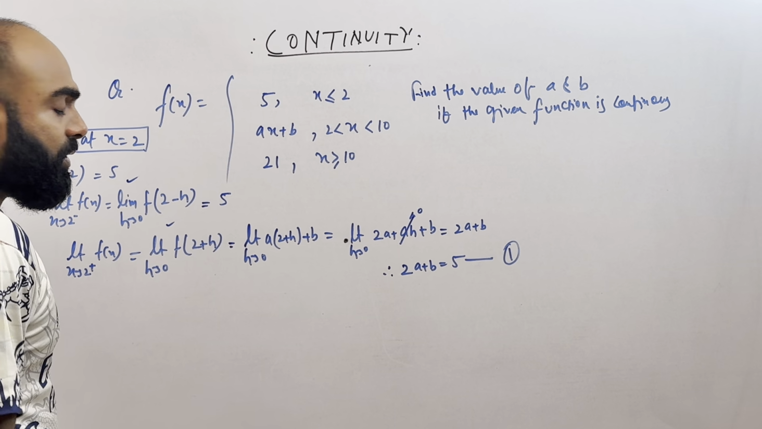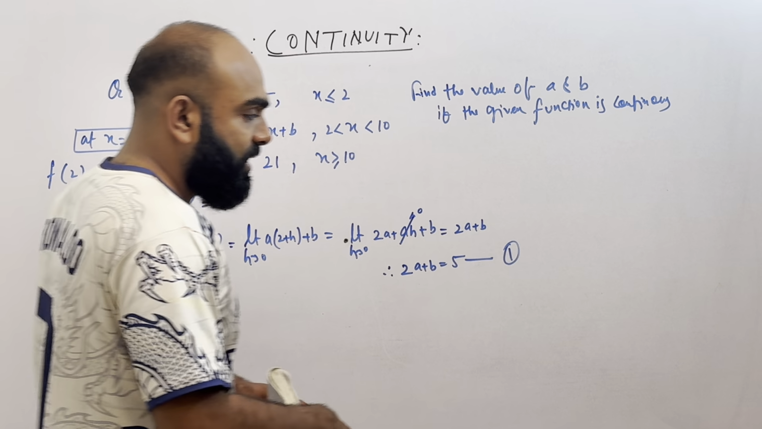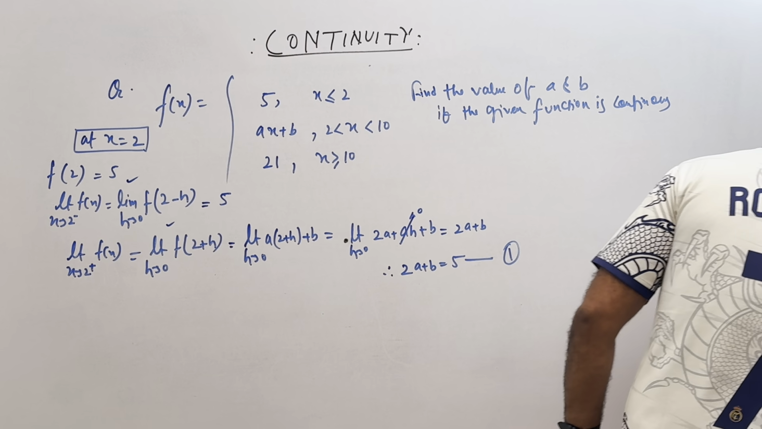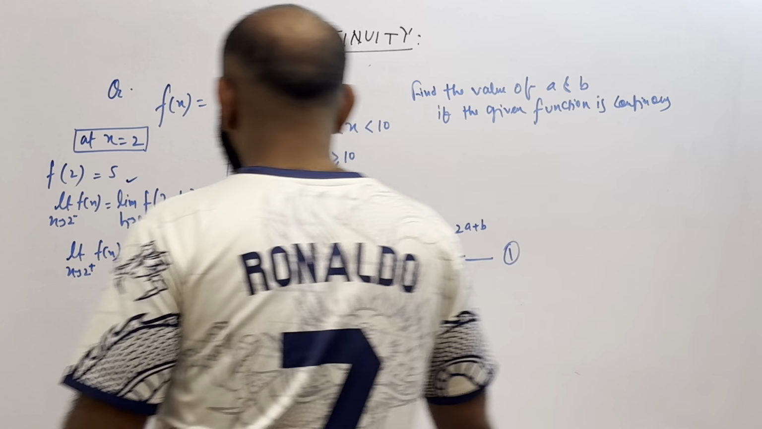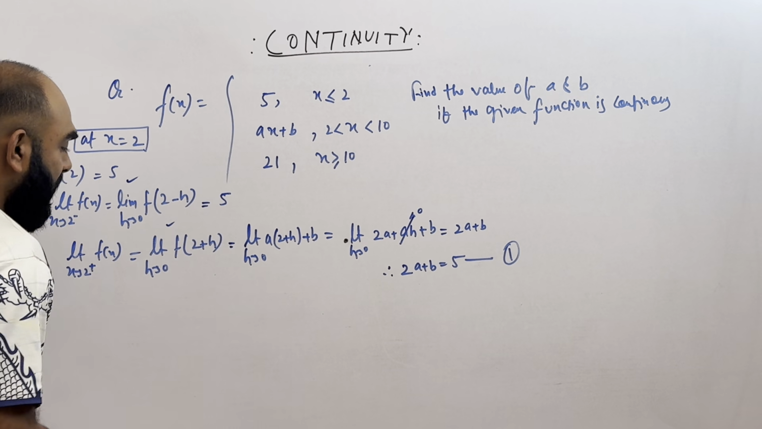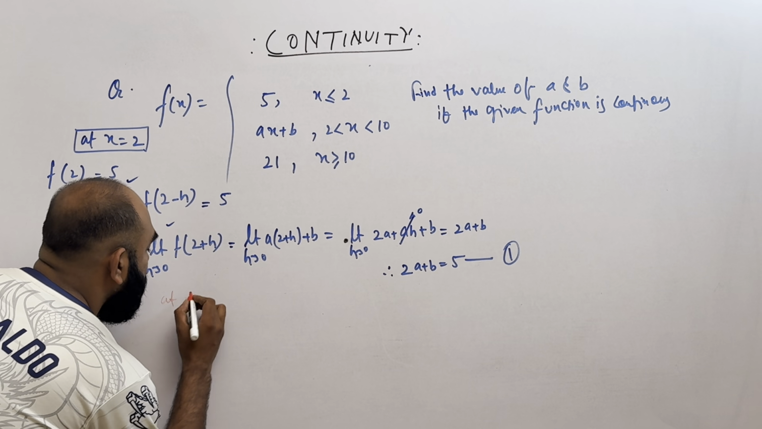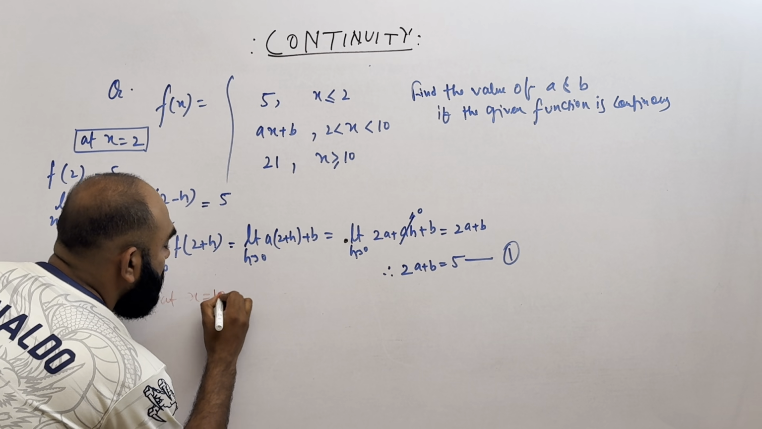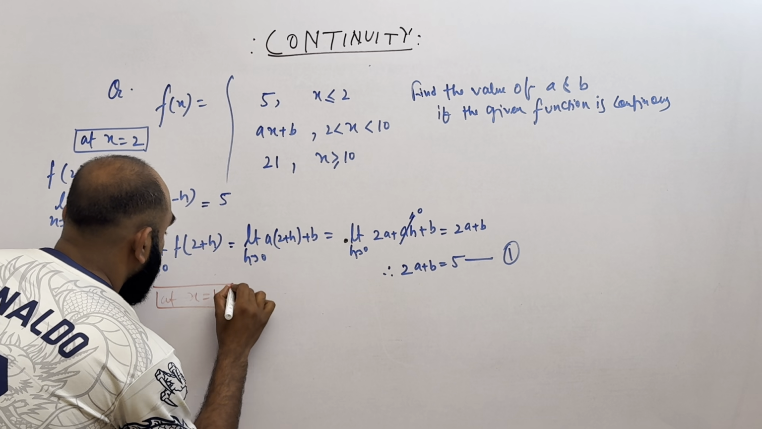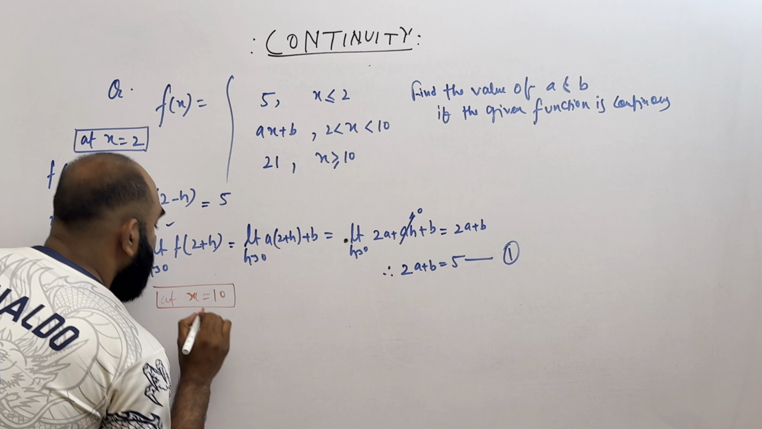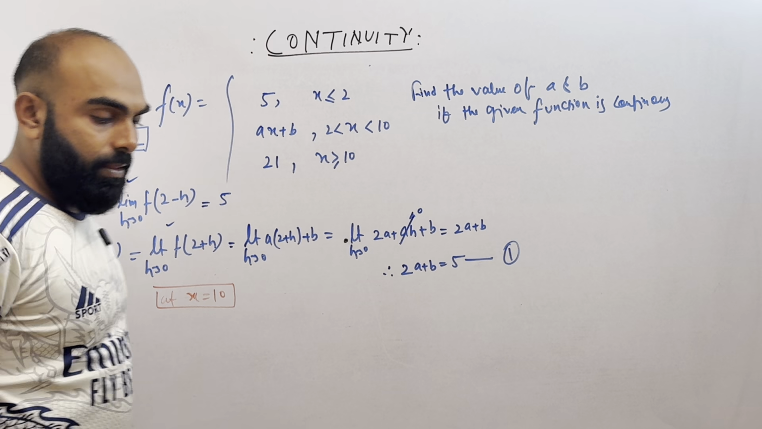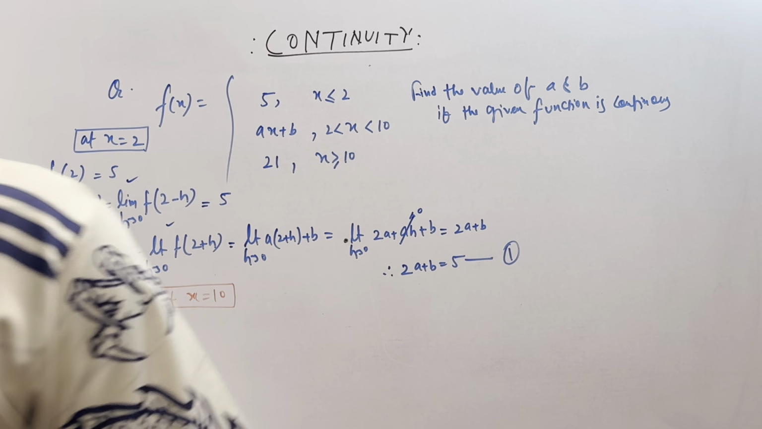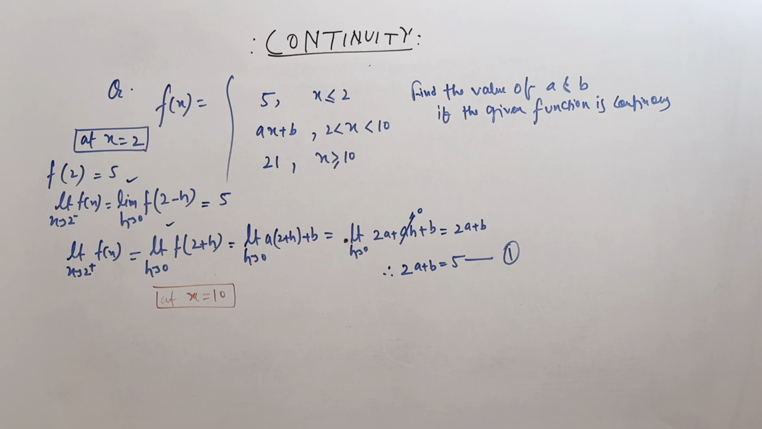At x is equal to 10. Sir, I can do it, me only. Yes sir, you have to do only. Okay, let's talk about at x is equal to 10. Let me see, everything is coming on. Yeah, sir, it's coming.